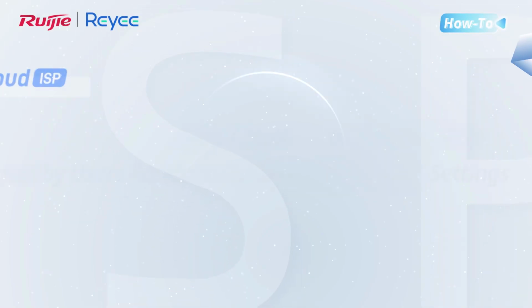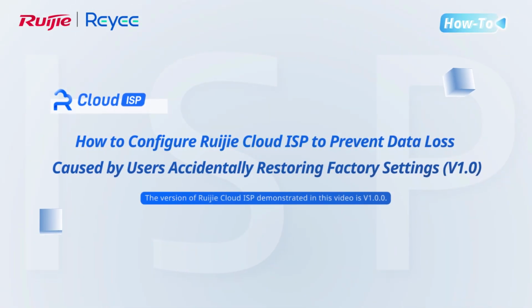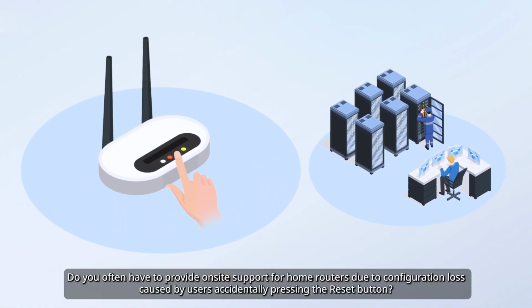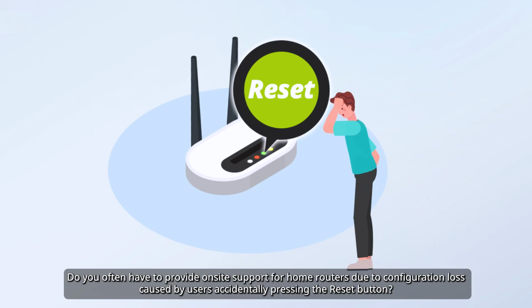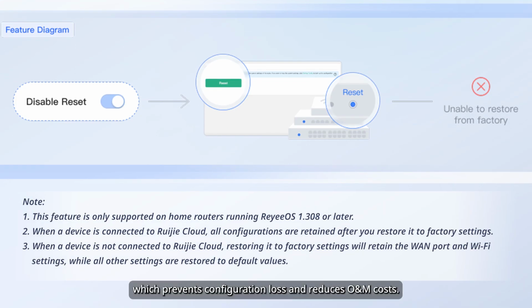This video introduces how to configure the Disable Reset feature on Ruijie Cloud ISP. Do you often have to provide on-site support for home routers due to configuration loss caused by users accidentally pressing the reset button? Ruijie Cloud ISP provides the Disable Reset feature, which prevents configuration loss and reduces O&M costs.